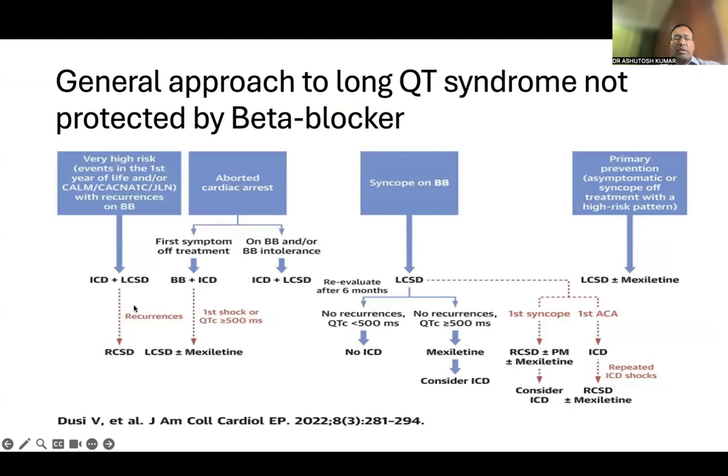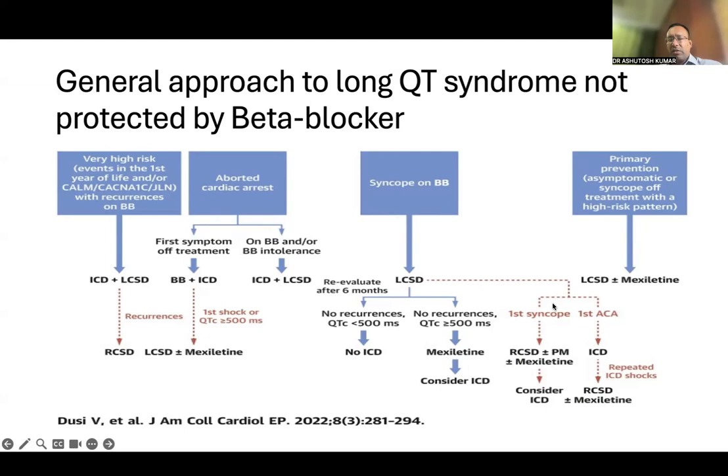Wherever there is long QT syndrome, the first treatment in cardiac arrest on the high-risk side is AICD, and left-sided sympathetic denervation can be done. If the patient has aborted cardiac arrest, certainly the drugs, ICD, beta blocker, and mexiletine with left-sided sympathectomy should be done. But a patient presenting with syncope on a beta blocker should have left-sided sympathectomy and be re-evaluated. If the QTc is less than 500, no ICD. If it is more than 500, mexiletine, and we should consider AICD.